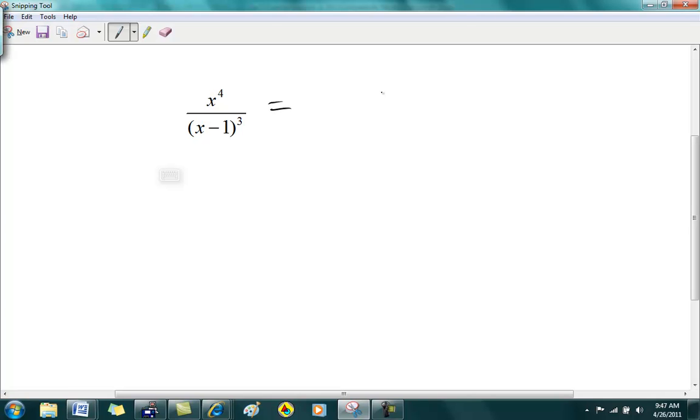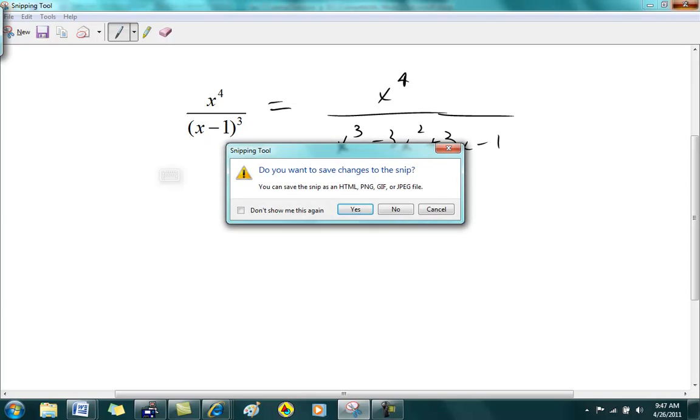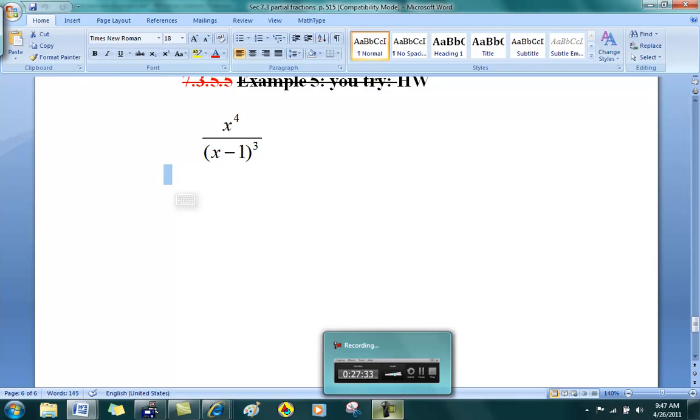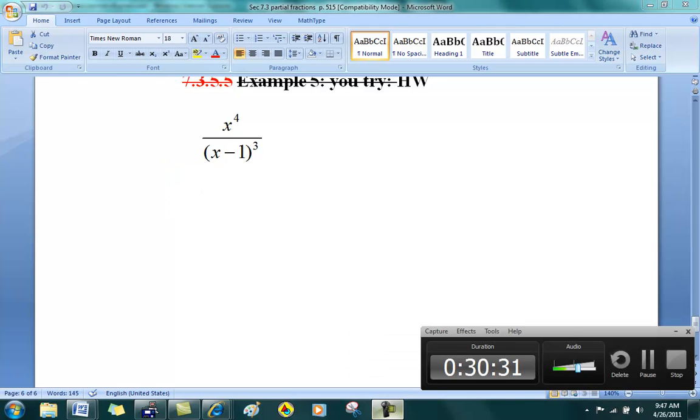So this is going to be x to the 4th, over this guy, x cubed minus 3x squared plus 3x minus 1. You need to do long division here first, and then work on the partial fractions part for the remainder. I'll let you finish this off in your notes. And so that's the end of 7.3 partial fractions.